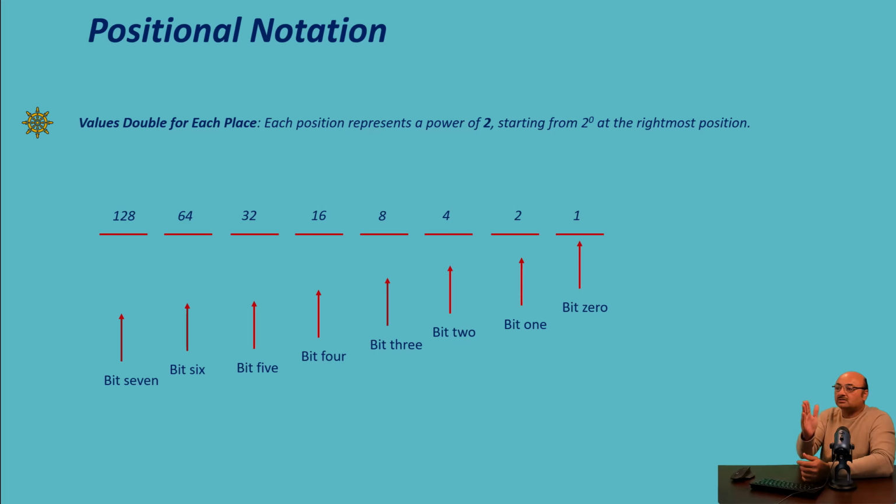If you look at these, as you move from right to left, each number is double of the previous one. So 2 is double of 1, 4 is double of 2, 8 is double of 4, 16 is double of 8, 32 double of 16, 64 double of 32 and 128 double of 64. So this is another important point that you need to understand and remember.